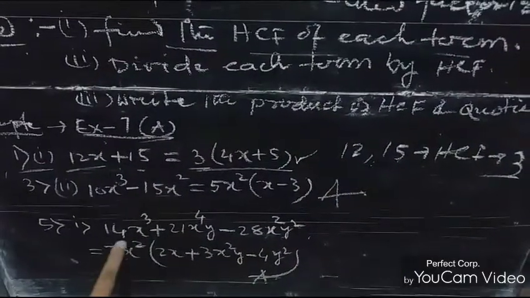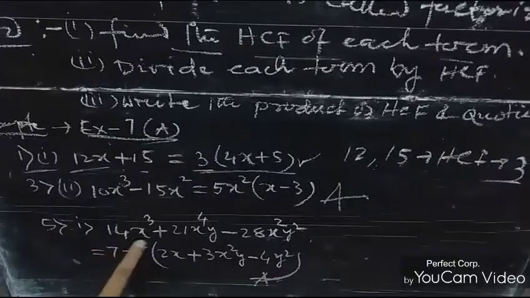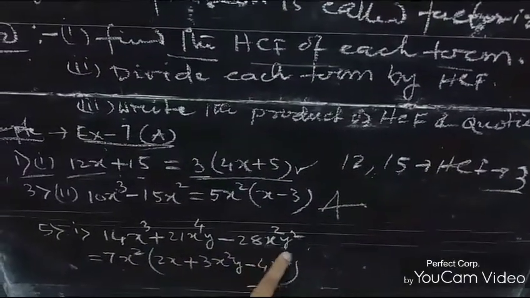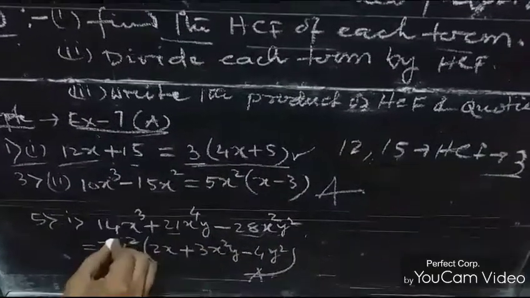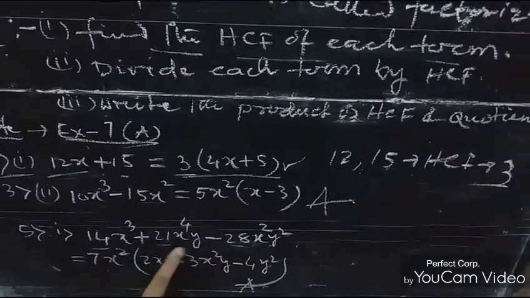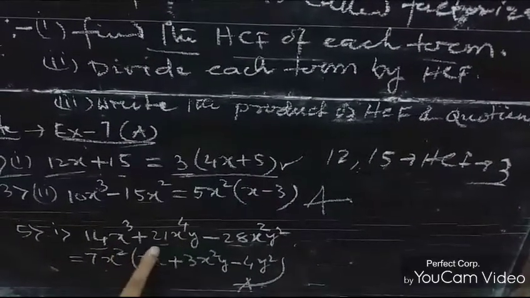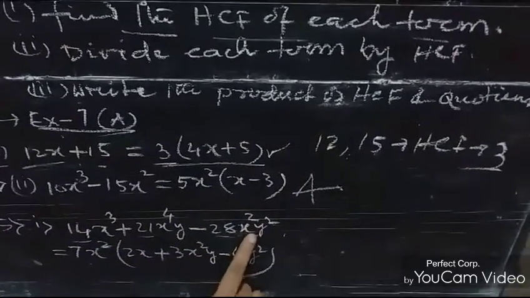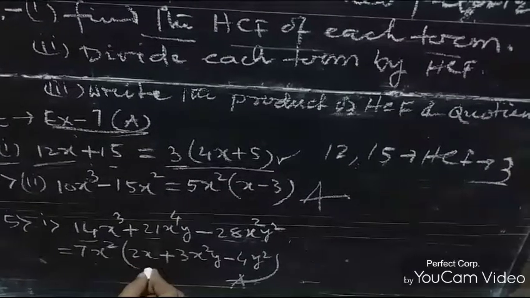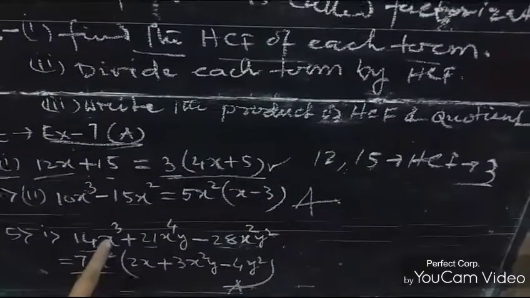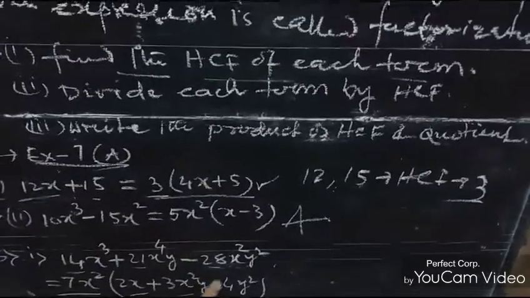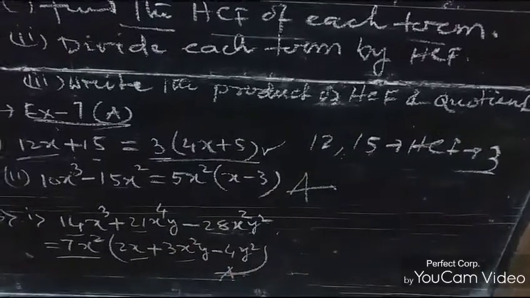Another example: 14x cubed plus 21x to the 4 y minus 28x squared y squared. The HCF of these three terms is 7, and the variable part is x squared, since x squared is the lowest power among them. So this is the HCF of the common term. Dividing by 7x squared, it remains 2x, and this is 3x squared y minus 4y squared, and this is your answer.